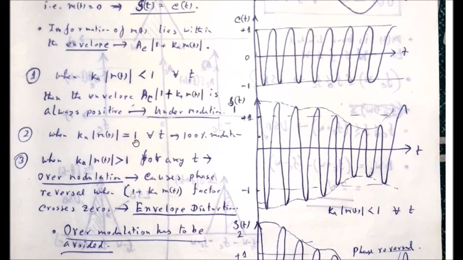If it is equal to 1, then the minimum value of this envelope will just touch the time axis, and this is called 100% modulation. After that, if you again increase this value, that means if Ka modulus of m(t) is greater than 1, then surely this envelope will cross the time axis.